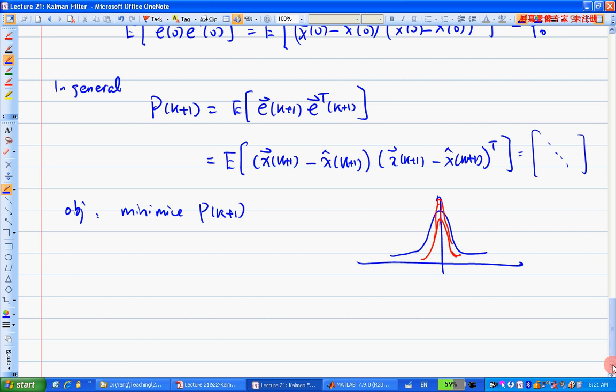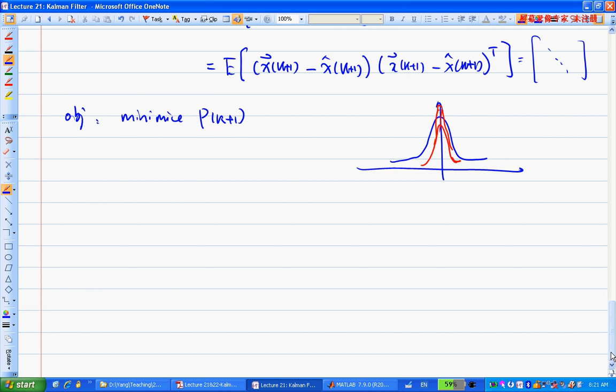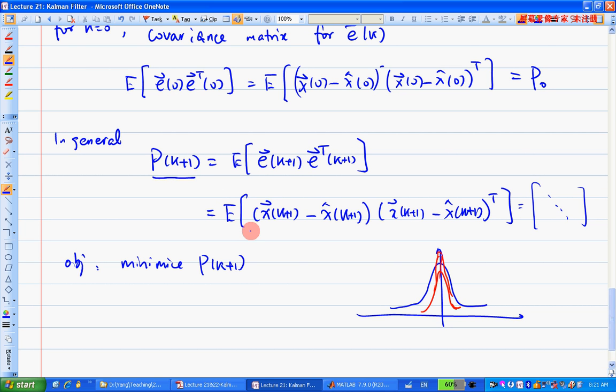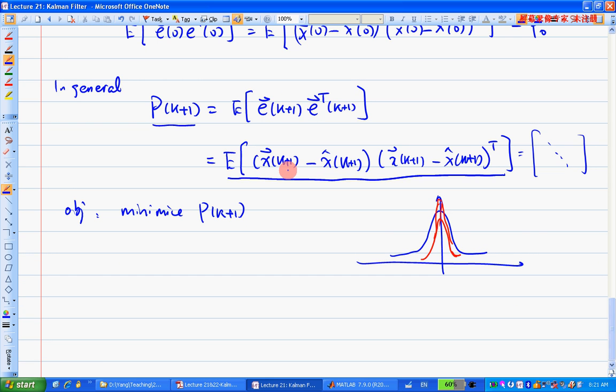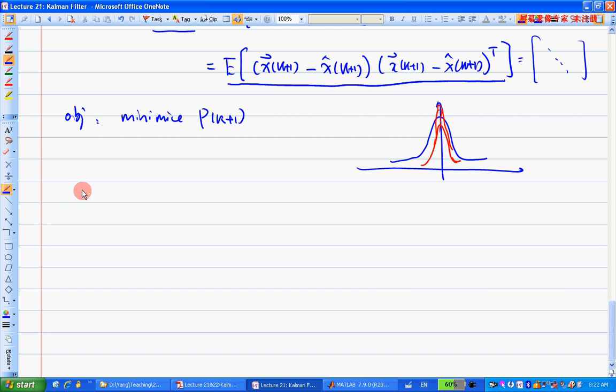So now let's look at how we do this minimization problem, minimizing this P of k plus 1. This is our starting point. Now we're going to have to define ourselves the observer we're using. This is very much similar to the observer design in the previous lecture. Now let's define our observer.